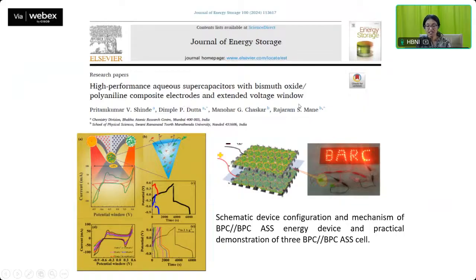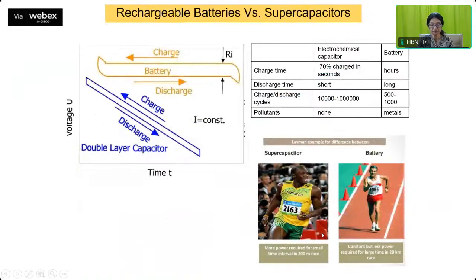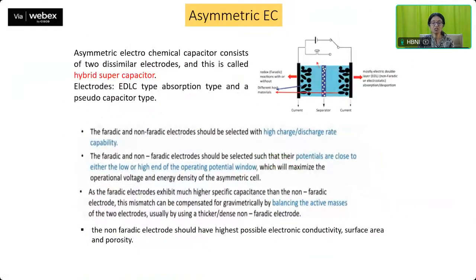And this shows a very extended voltage window. The voltage window increases, which means definitely your application is more. So this kind of devices, with the small LEDs where you can light up, this is possible using these kind of supercapacitor cells. So there is another class which is known as an asymmetric capacitor, asymmetric electrochemical capacitor.